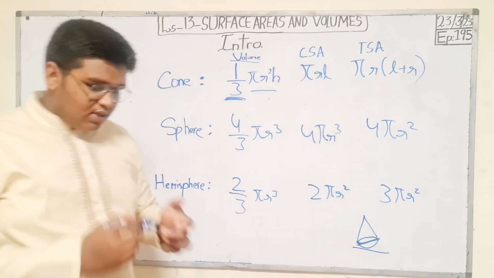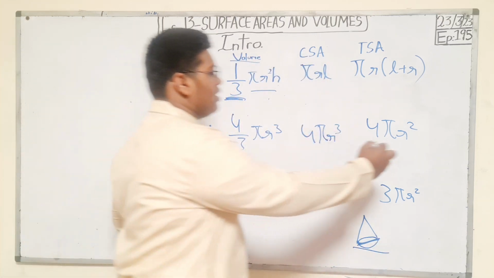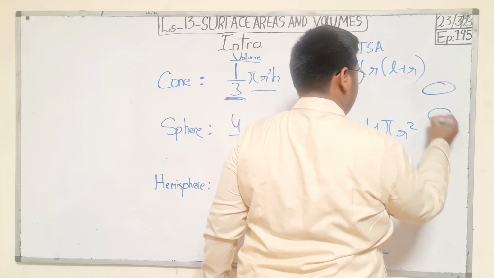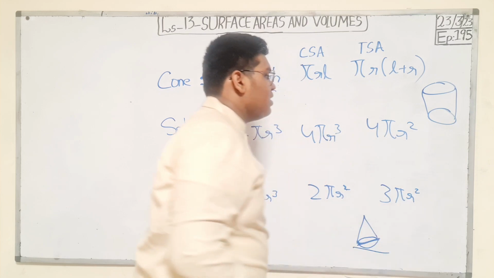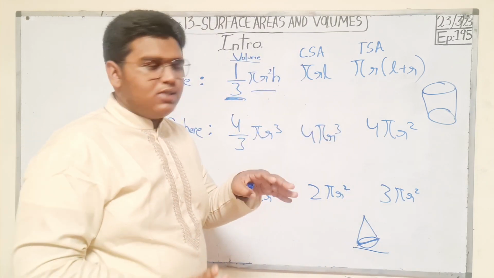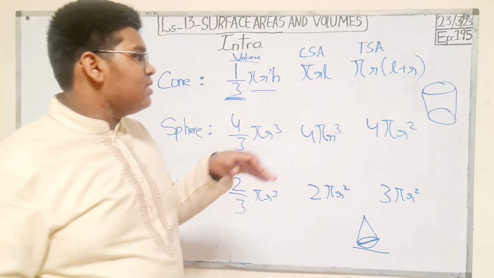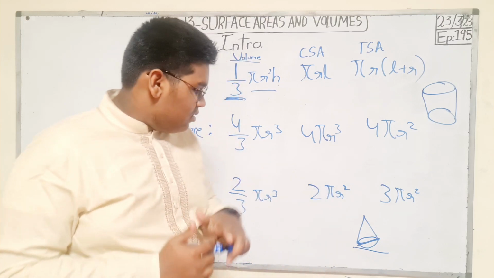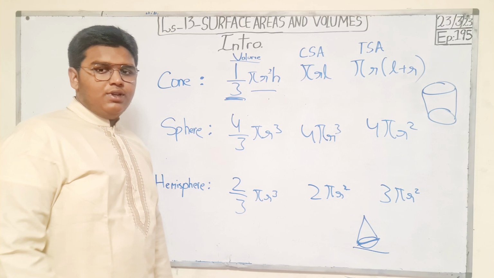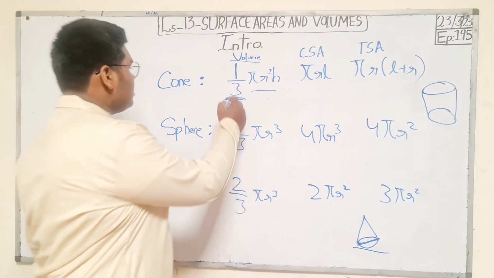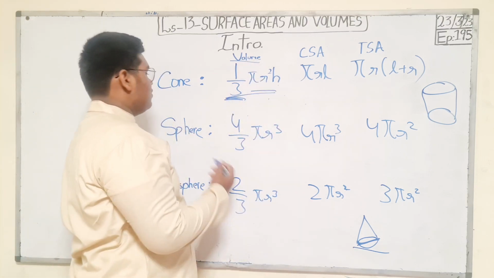Why? Because there are not 2 rounds in the cone. If there were 2 rounds, one top and one bottom, then it would be a cylinder. That's why we take only the bottom one. So 1 by 3 pi r square is our volume for the cone.